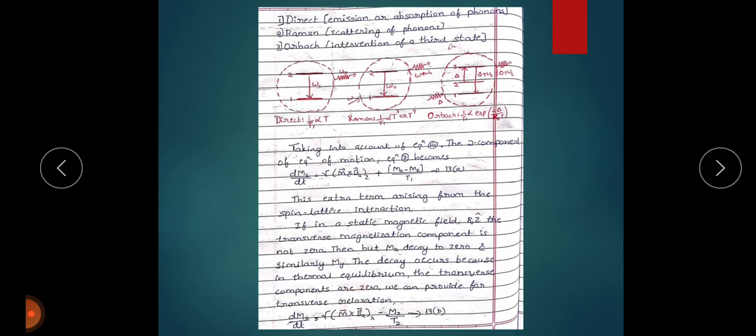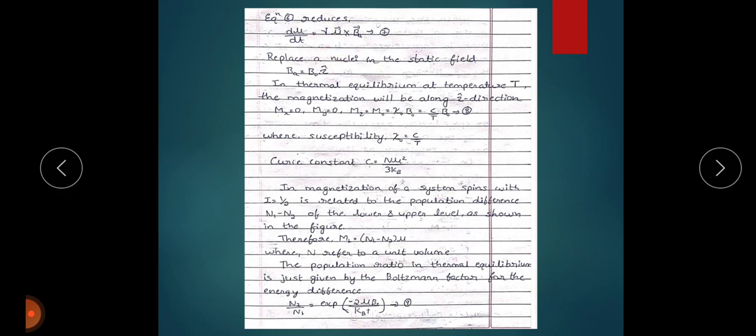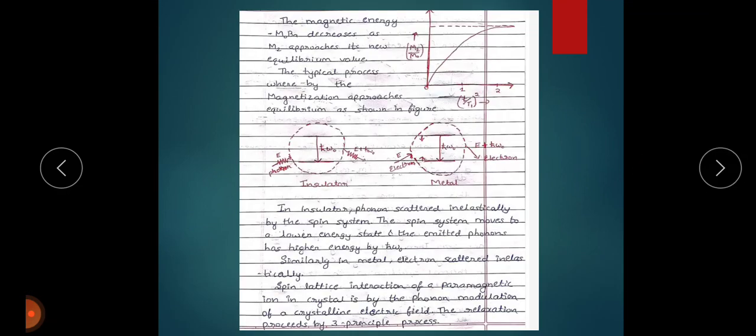Next, taking into account equation number 10, the two components of the equation of motion, equation 7 becomes modified; it includes an additional term. Equation 7 consists only of dm divided by dt is equal to nu into m cross B A, taken as equation number 7 here.